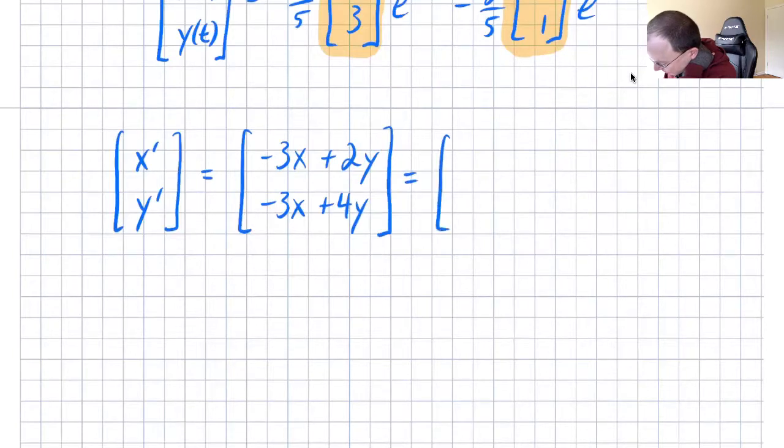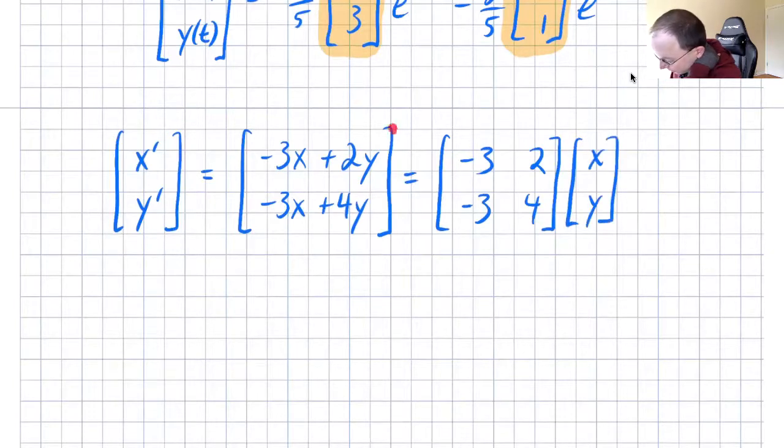The way matrix vector multiplication works, we write the coefficients of the variables here, and then when we multiply by this vector x, y, we get this. When you multiply a matrix times a vector, on each row we do -3 times x plus 2 times y, and that's what we get here. And then the second row is -3 times x plus 4 times y. So that's matrix vector multiplication.